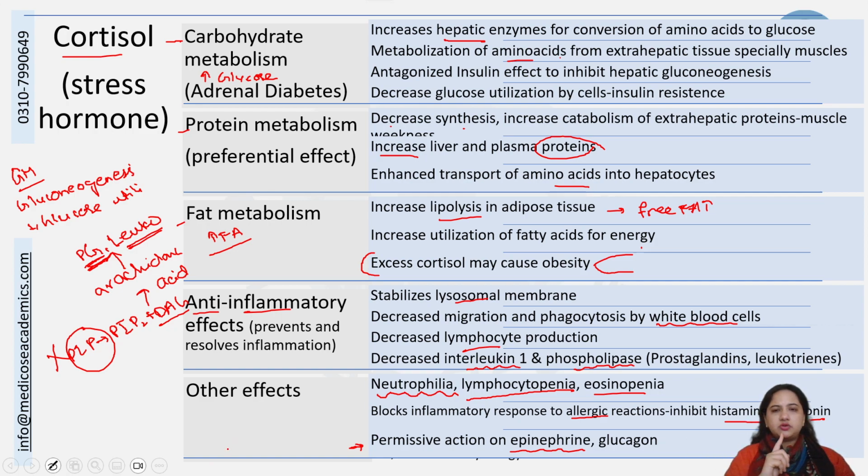If cortisol is not available, norepinephrine's peripheral vasoconstrictive ability is decreased. They are having a permissive action on receptor sensitivity of norepinephrine at the vasculature. Both for epinephrine and glucagon, cortisol has a permissive action in stabilizing and increasing the blood glucose level at the time of stress. So it's all about the functions of cortisol.